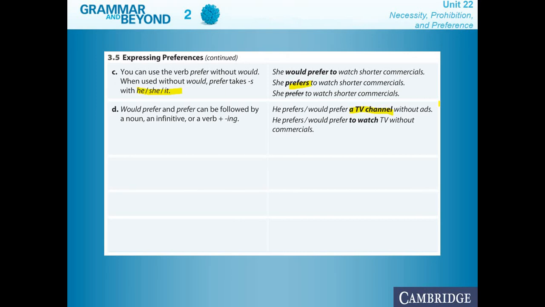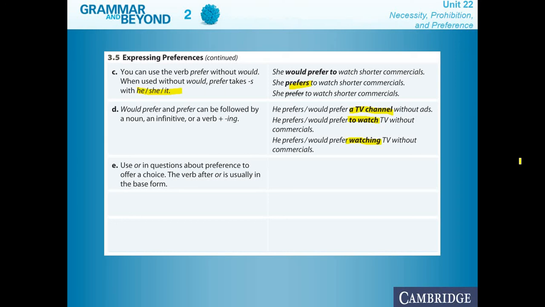Then we have, he prefers, or he would prefer to watch TV without commercials. So we have an infinitive because we have the particle to and the base form. He prefers watching TV without commercials. Over here, the ing form of the verb can be used as well. So you can use the three of them without any issue.